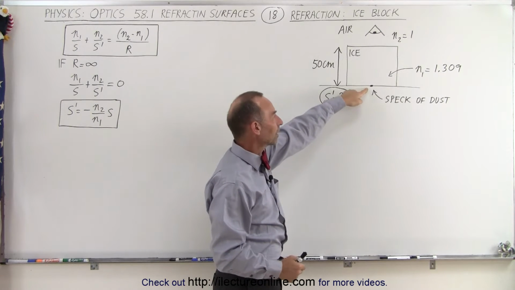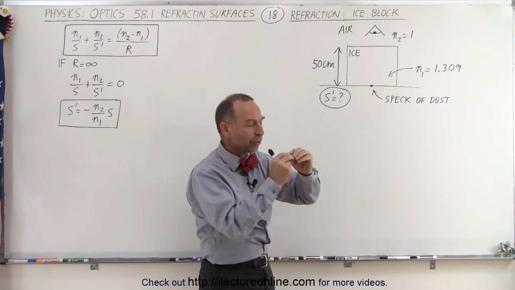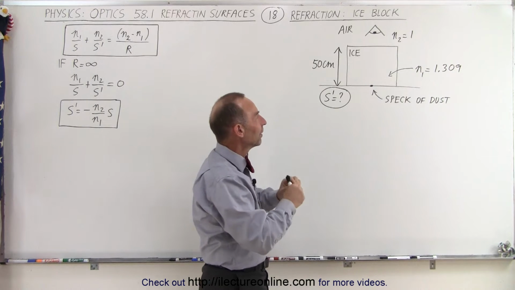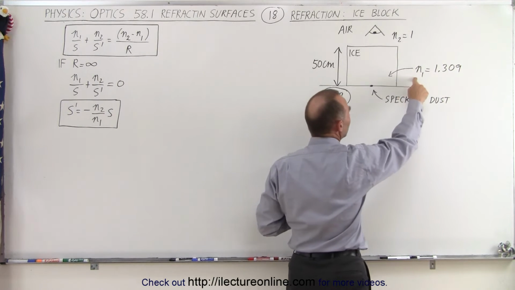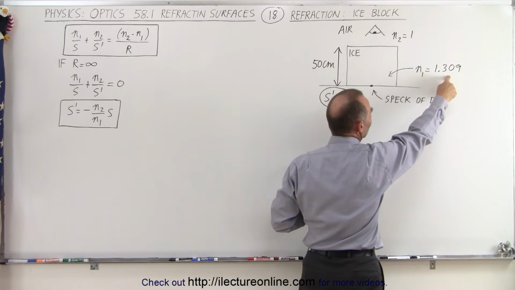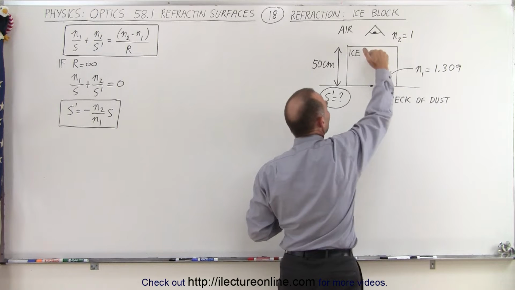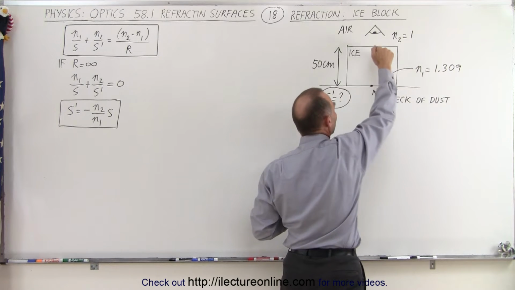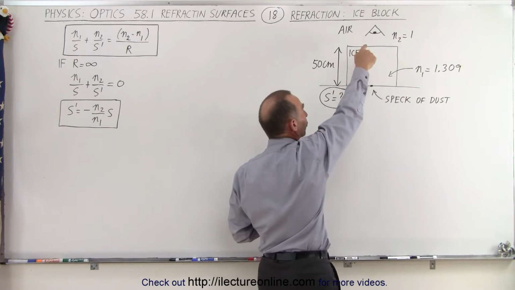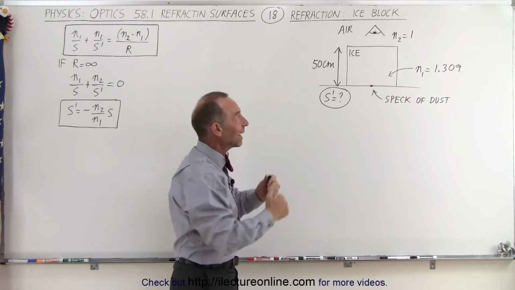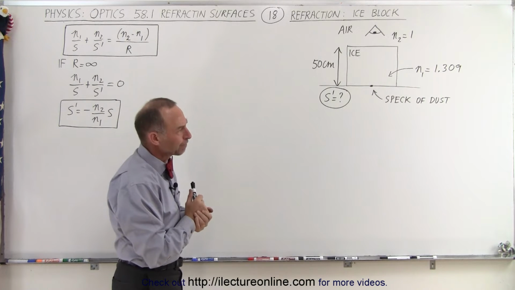Here in our example we have a big block of ice that is 50 centimeters thick, and at the bottom of the block, between the floor and the block, there's a small speck of dust. Knowing that the index of refraction of the ice is 1.309, which is slightly less than that of water, what will be the apparent depth, or distance below the surface, that the speck will appear to an observer up above the ice in the air?